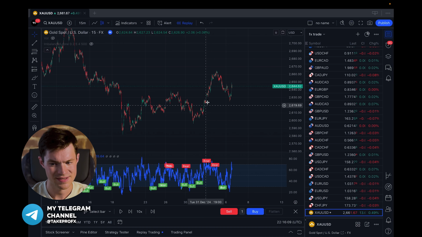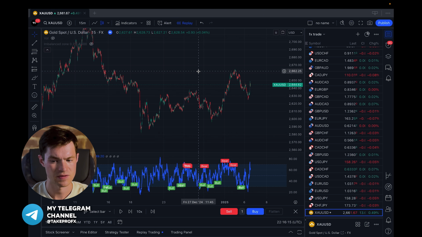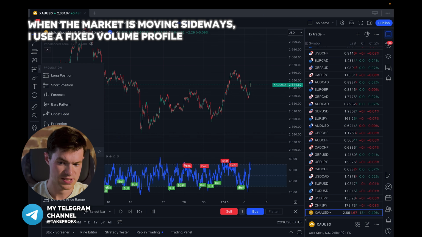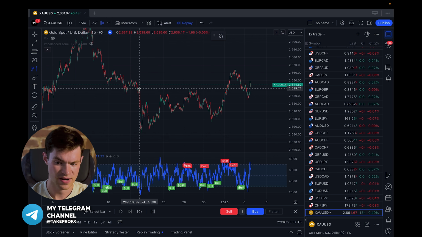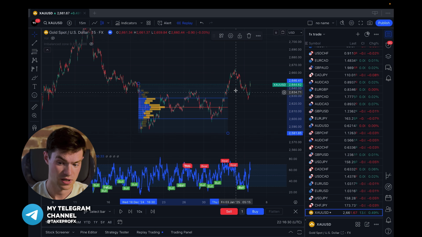Analyzing the gold chart, I understand that here we have a sideways movement. And when there is a sideways movement in the stock market, I always use one very popular tool. It's a fixed volume profile. We define the sideways. Here we have the approximate beginning of the sideways. So this is the place where we left the sideways.